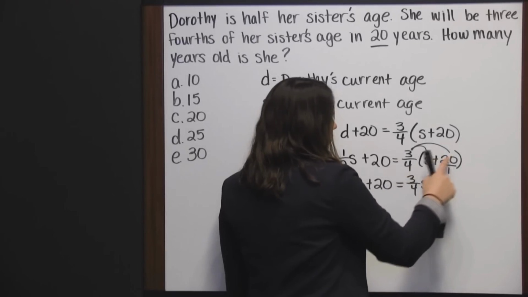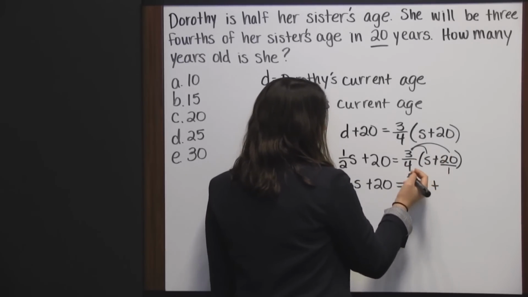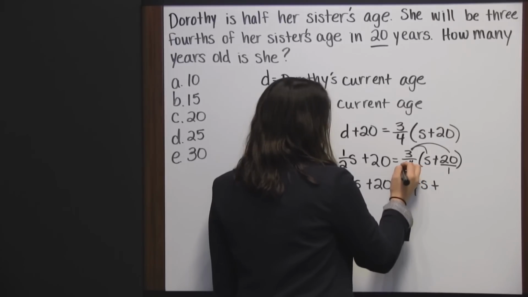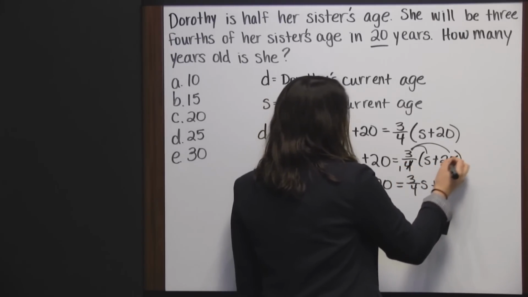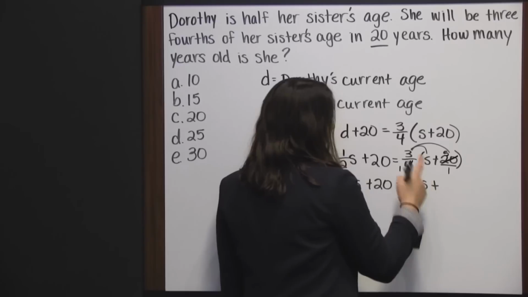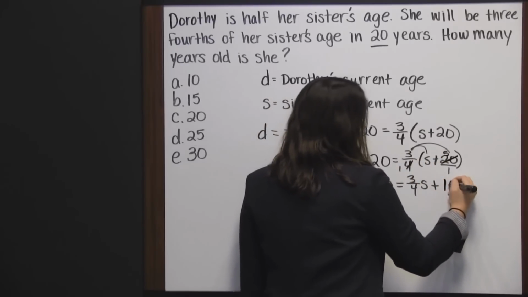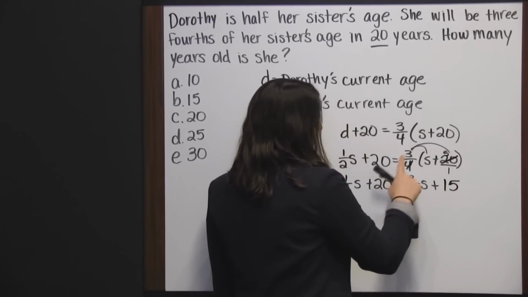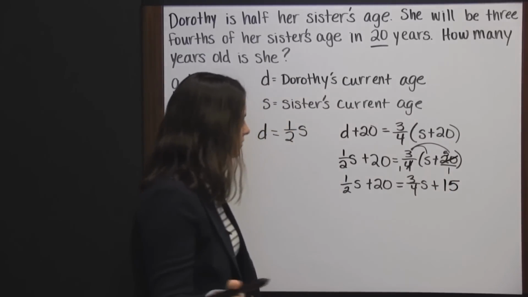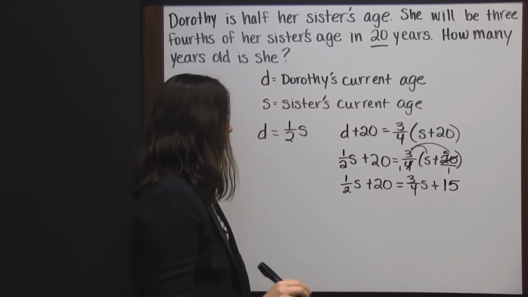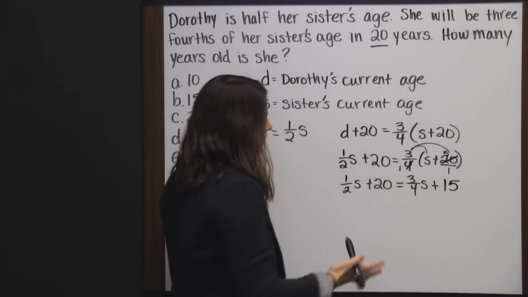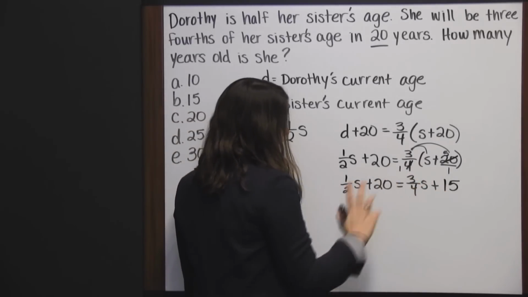I'm going to divide both 4 and 20 by 4. 4 divided by 4 is 1, and 20 divided by 4 is 5. So 3 times 5 is 15. 3/4 of 20 is 15. That makes sense. Okay, so we need to get all of our variables on the same side.